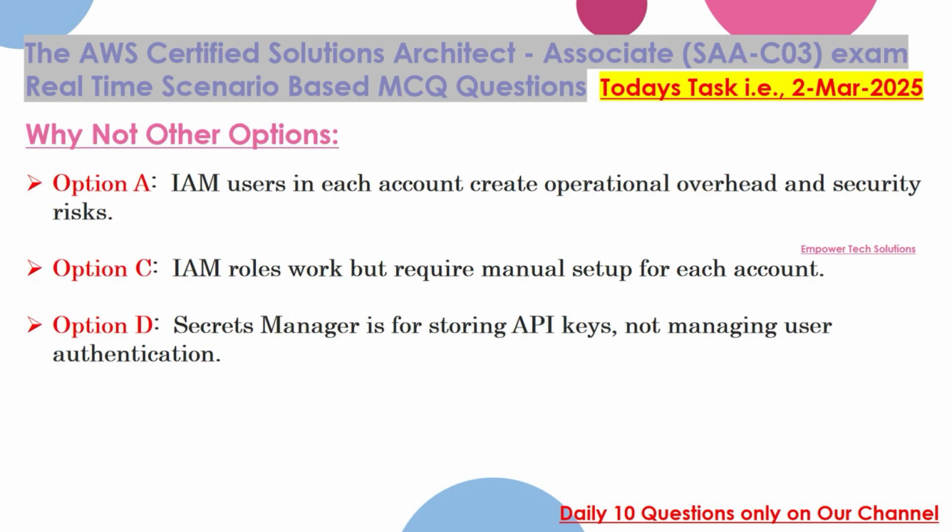Why not other options? Option A. IAM users in each account create operational overhead and security risks. Option C. IAM roles work but require manual setup for each account. Option D. Secrets Manager is for storing API keys, not managing user authentication.